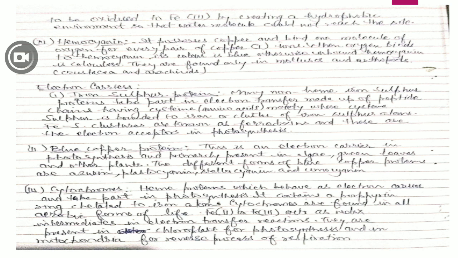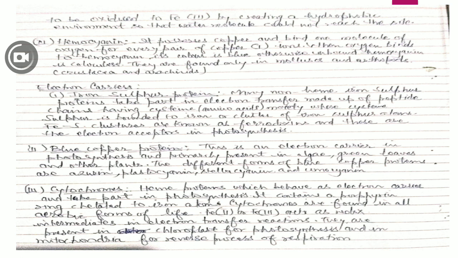The different forms of the blue copper proteins are azurin, plastocyanin, stellocyanin and umecyanin. Third is cytochromes, heme proteins which behave as electron carriers and take part in the photosynthesis. In the photosynthesis processes, the cytochromes are very useful as electron carriers.